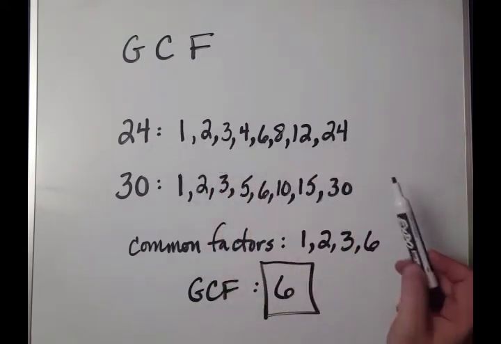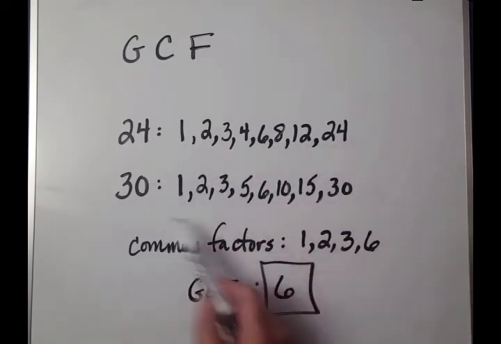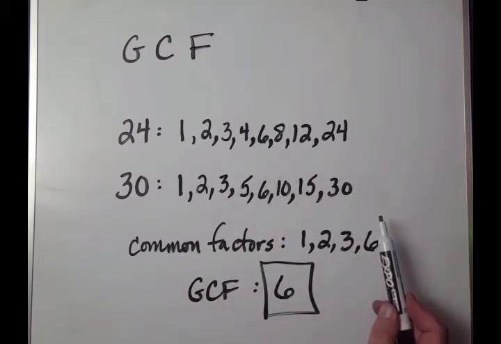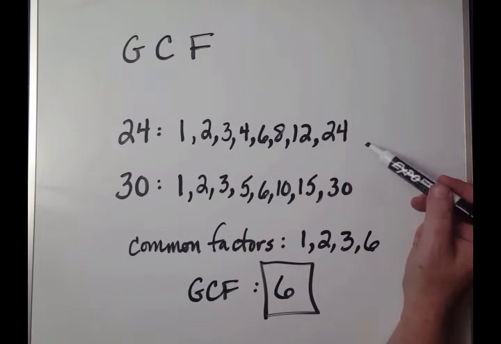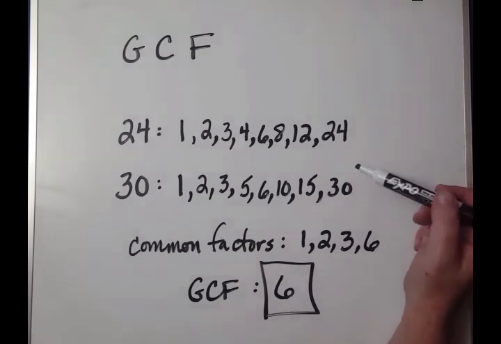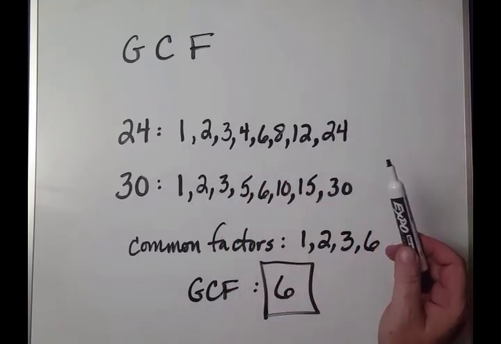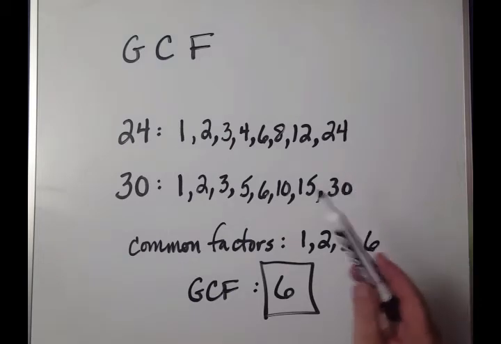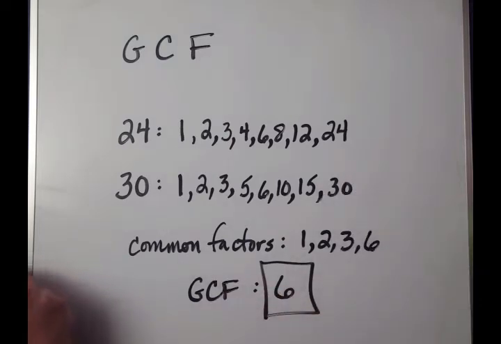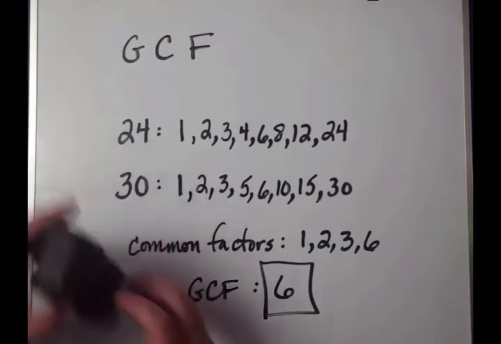Now, if the numbers get much bigger than this, this is not the best way to go about it. This is a good way to illustrate what I mean by factors, what I mean by common factors, what I mean by greatest common factor. We get an idea of what we're talking about, but it's not really the best method when we go looking for the greatest common factor of some numbers. So let's consider another way.